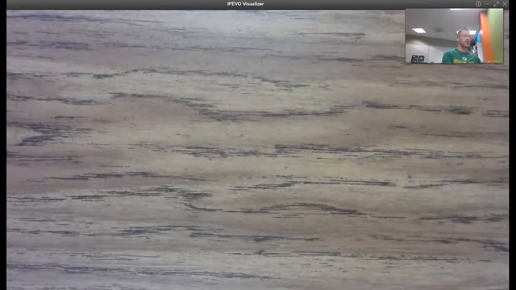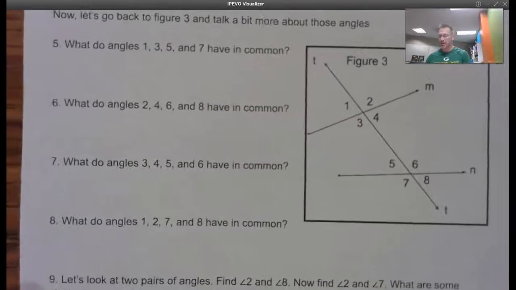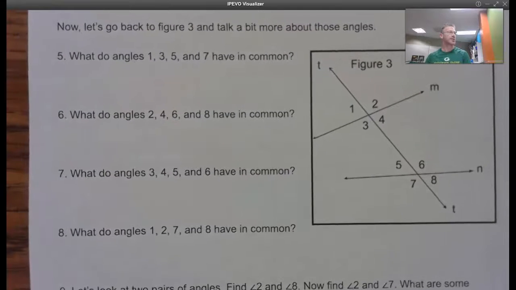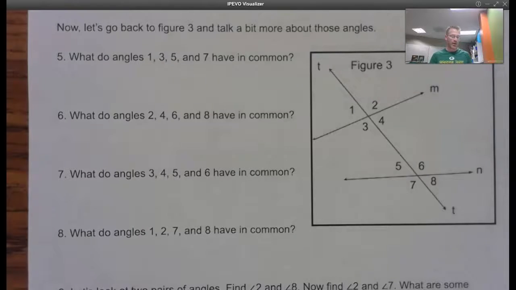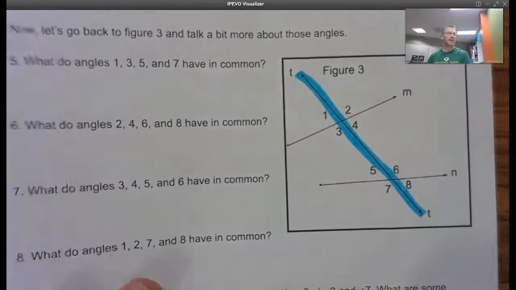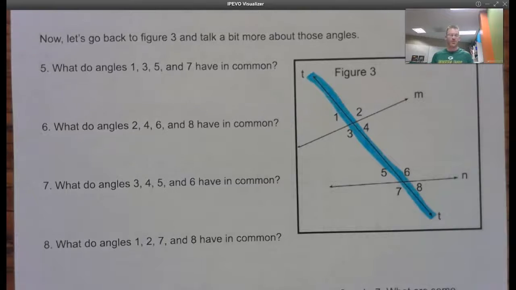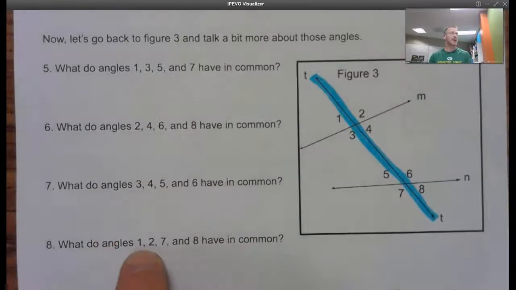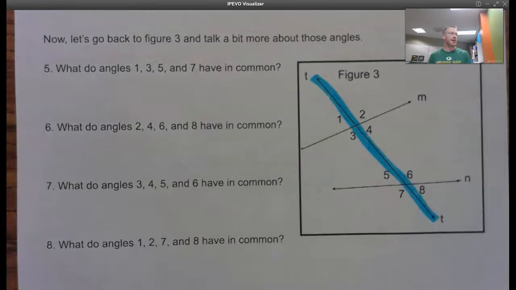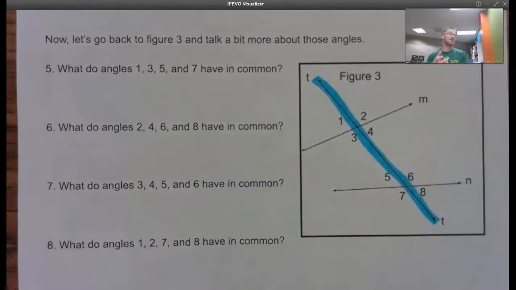So now let's look at angles and angle pairs that are formed with lines and transversals. Let's go back to our figure 3 here, and I'm going to highlight our transversal, which is line T. That hits both M and N here. Here's what I want you to do: pause the video and answer questions 5, 6, 7, and 8. You're going to look at the four angles given and try to find what they have in common. There are some specific things we're looking for. You might find something in common that I don't mention in a second, but I'm going to point out the important piece that we want you to know. So go ahead and pause the video, flip it back on, and let's talk about those things.